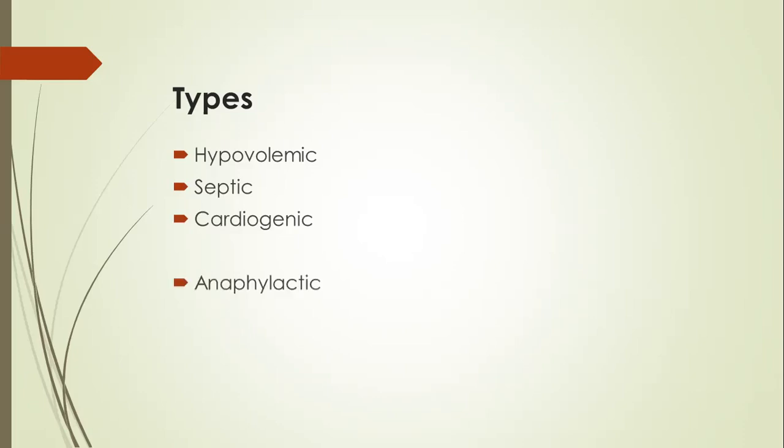Then the cardiogenic type of shock. Then you have anaphylactic type of shock, in which allergic reactions produce a shock-like condition. Neurogenic shock, whenever the tone of the vascular vessels throughout the body is diminished. Then you can have obstruction to the blood flow. So depending on the causes, you can have these types of shocks: hypovolemic, septic, cardiogenic, anaphylactic, neurogenic, and obstructive.